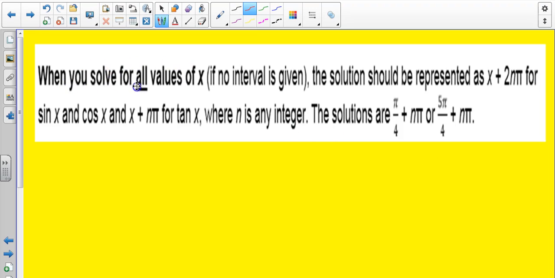When it says you have to find all solutions with no interval, like 0 to 2 pi given, the solution will be represented with whatever you find for your answer, plus or minus 2 pi n. N is the way I usually write it. They write 2n pi. If it's a sine or cosine graph, and if it's a tangent graph, that actually repeats every pi. So you would say, I found an answer plus pi n, plus or minus.